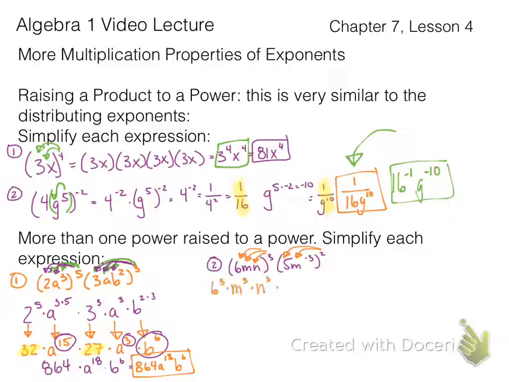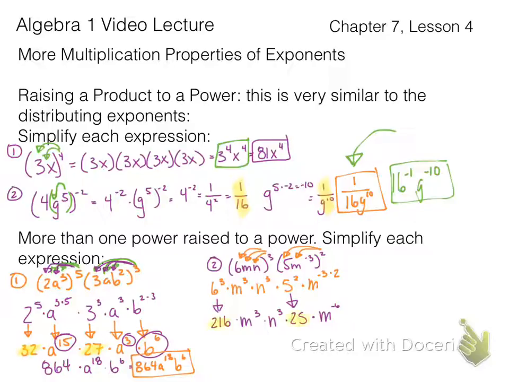We're going to end up with 6 to the 3rd, m to the 3rd, n to the 3rd, times 5 to the 2nd, m to the negative 3rd to the 2nd. So let's go ahead and simplify some stuff. 6 to the 3rd is 216, m to the 3rd, n to the 3rd, 5 to the 2nd is 25, and we have m to the negative 3 times 2, which is m to the negative 6th.